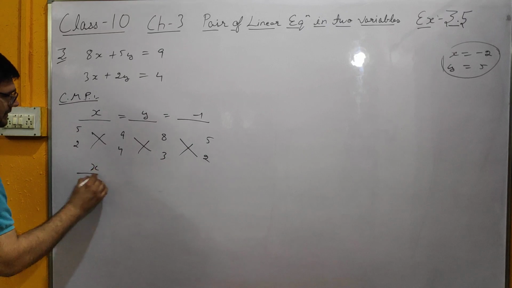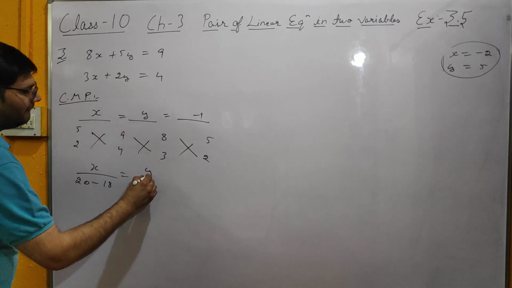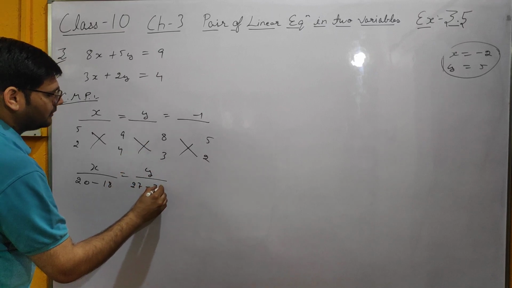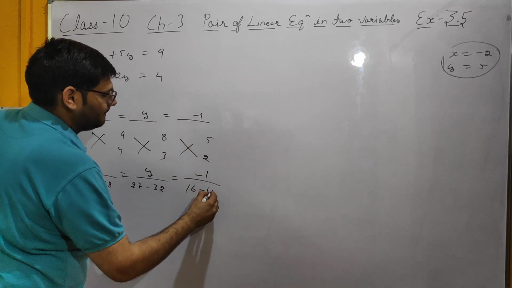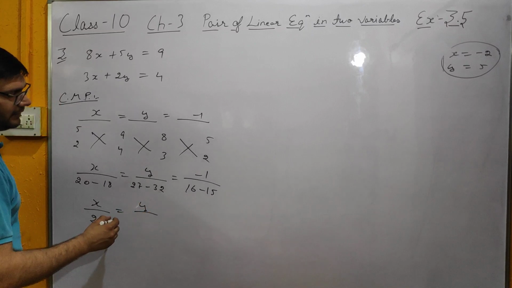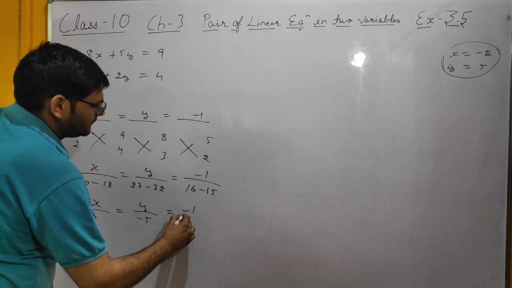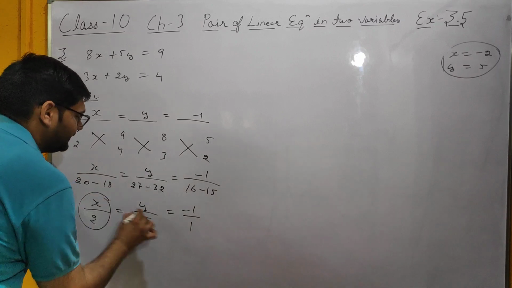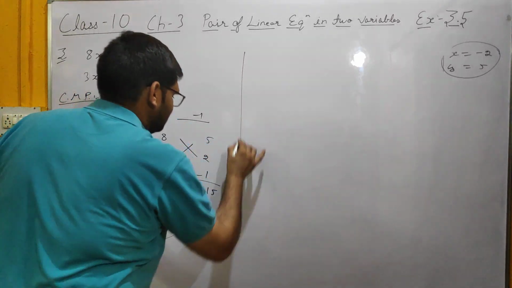Now x upon 5 4s are 9 2s are, y upon 9 3s are 8 4s are, then minus 1 upon 8 2s are 5 3s are. Clear? Now x upon, then y upon minus how much? 5, then equals minus 1 by 1. Now equate x and y both separately.